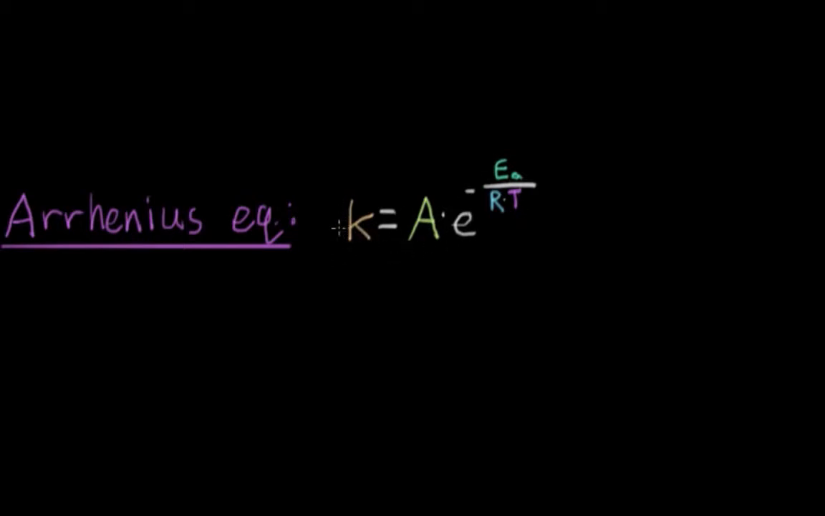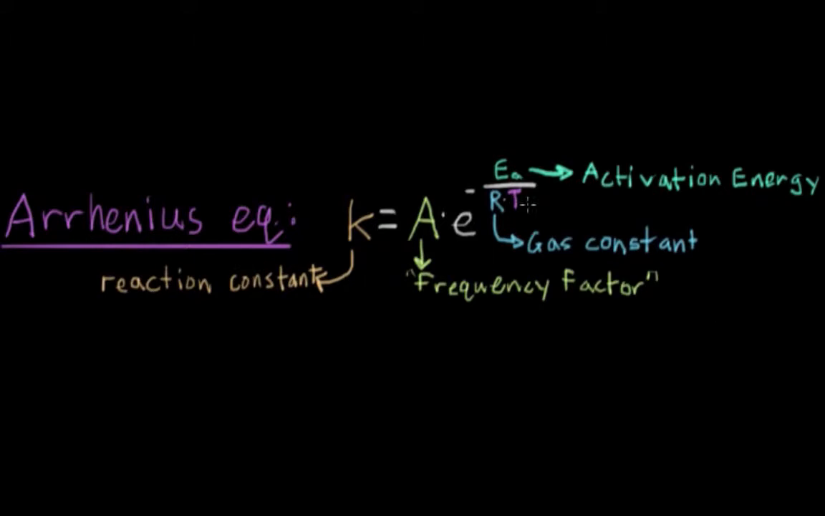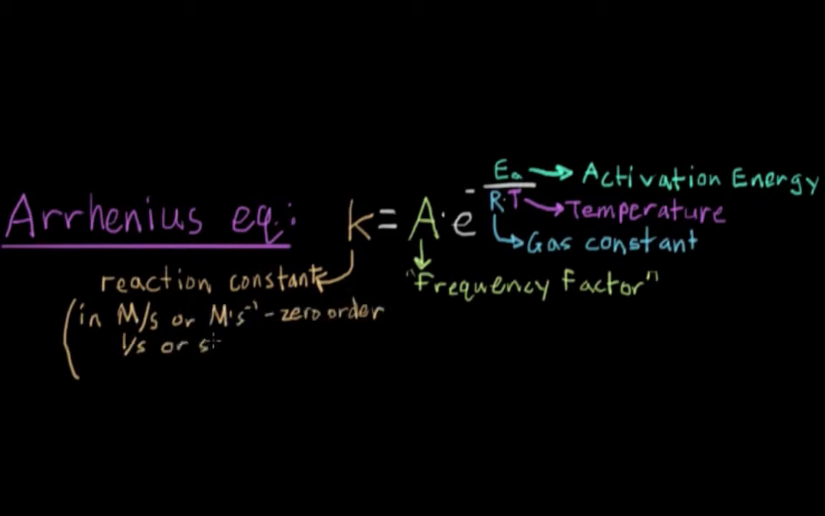What this Arrhenius equation says is that the reaction constant K is equal to this frequency factor A times e to the negative E sub A, this is our activation energy, divided by R, the gas constant, times the temperature T. The reaction constant K is for a given reaction at a given temperature, and it has units of molarity per second, or molarity times seconds to the negative 1, for zero order. It has units of 1 over seconds, or seconds to the negative 1, for first order, and units of 1 over molarity times seconds, or molarity to the negative 1 times seconds to the negative 1, for second order.